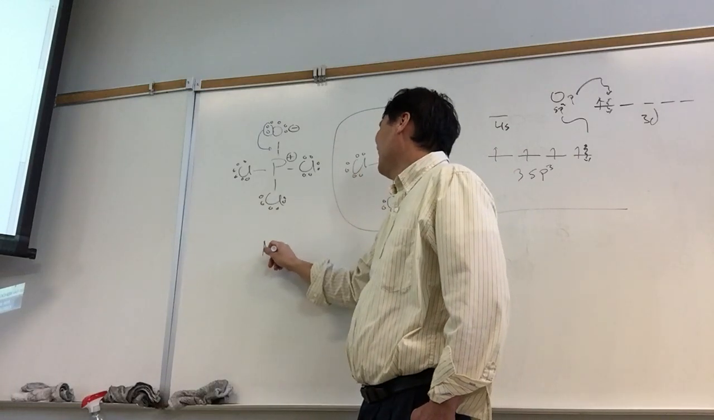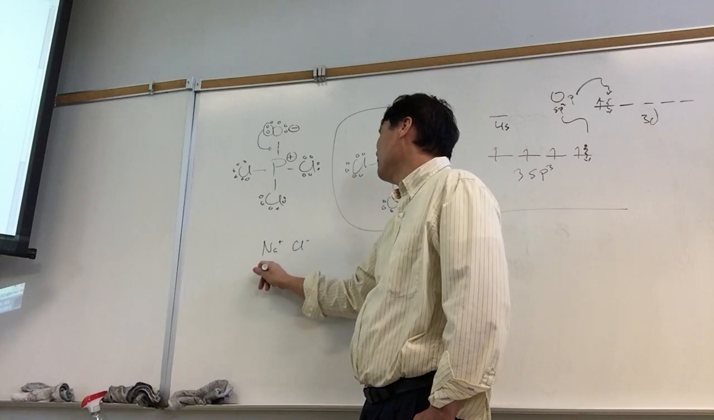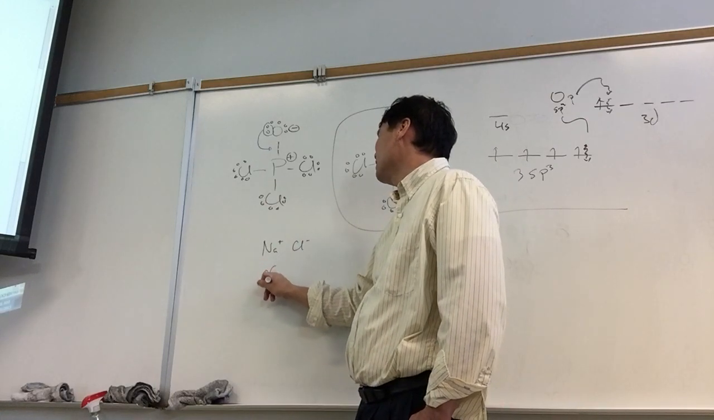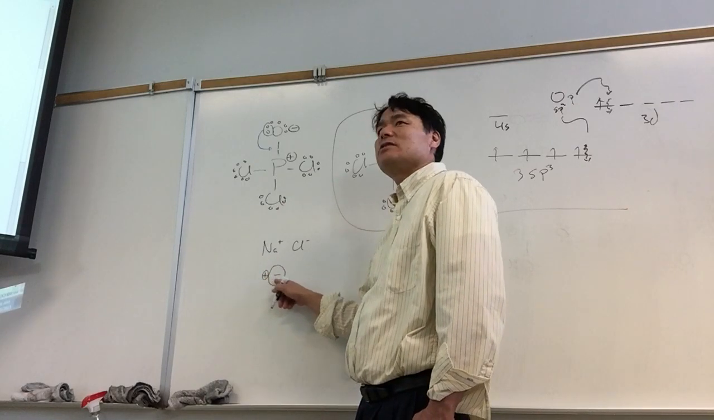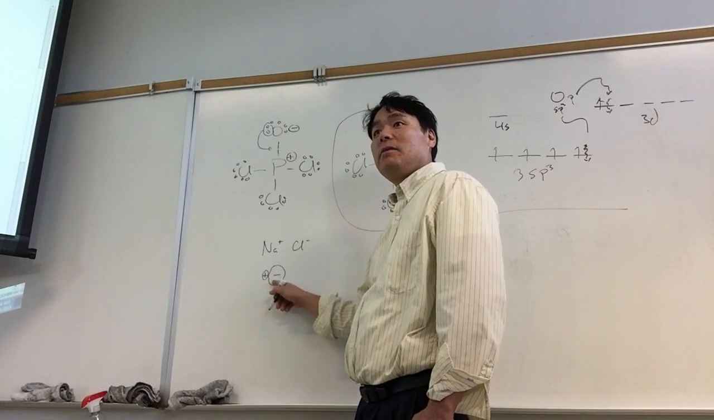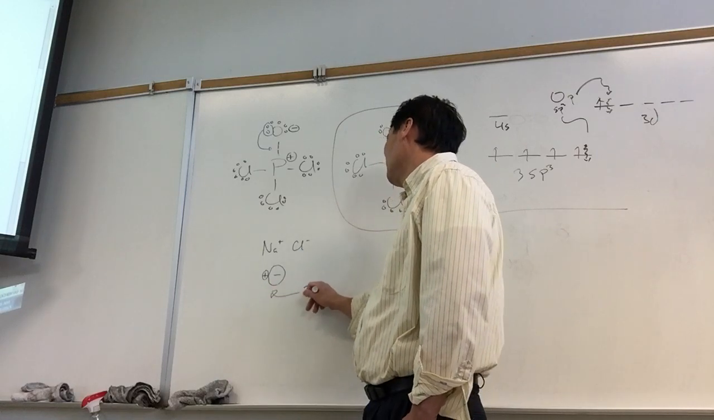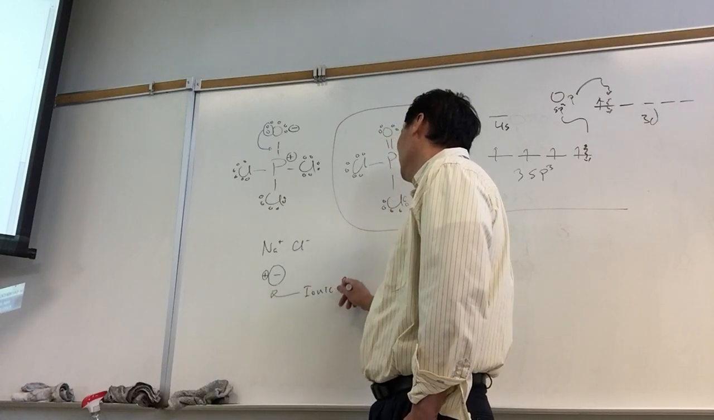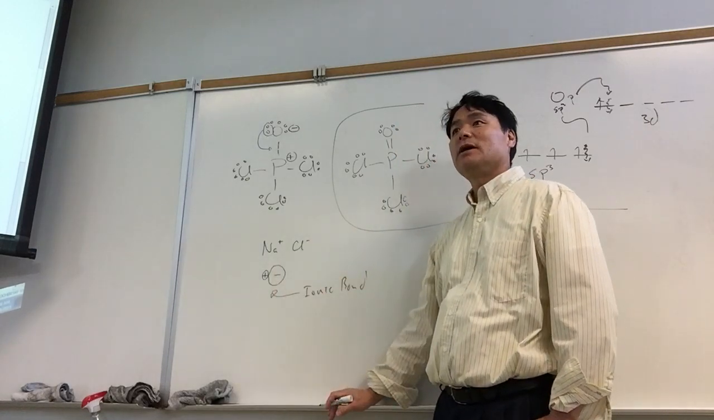Like, for example, if I have a sodium ion and a chloride ion, what holds those 2 ions together? What holds those 2 ions together is a positive charge is going to be attracted to a negative charge. This positive negative attraction is called an ionic bond. And so this is an ionic bond. An ionic bond occurs whenever we have oppositely charged ions attracted to each other, right?